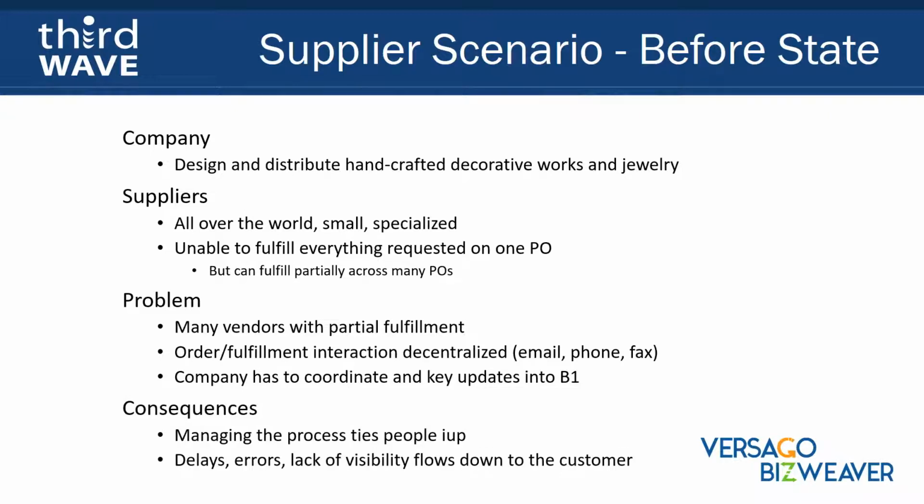And the consequences of this are, managing the process ties people up, on both sides, right? Both in the supplier organization and our customer. And just the logistics, the manual aspect of this, there's delays, there can be errors, there can be lack of visibility at any given point in time. And of course, as we all know, these issues flow down to the end customer experience, which is not always a good thing.